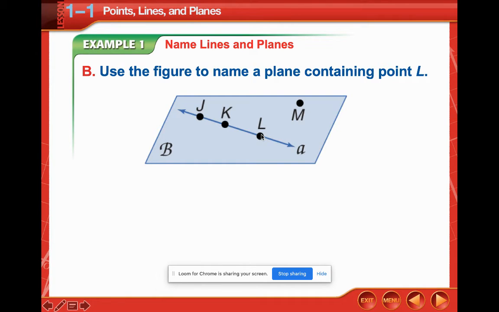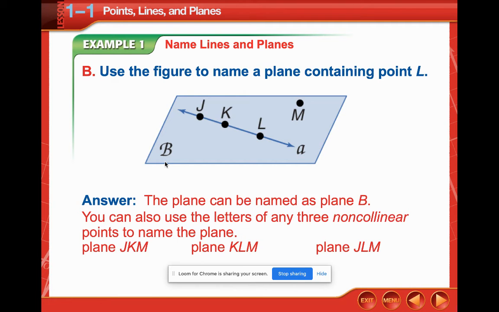So remember, you can call the plane anything with 3 letters, 3 points on it, or you can call it whatever the script letter is. And so as you can see, we've got the script letter in the corner. Capital script letter means that this signifies what the plane is. So this is plane B. Also call it like KLM, JLM, a lot of different names for this one. All right. A plane can be named as plane B, or you can use the letters of any 3 non-collinear points to name the plane.